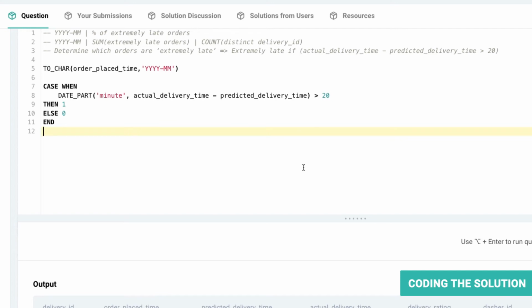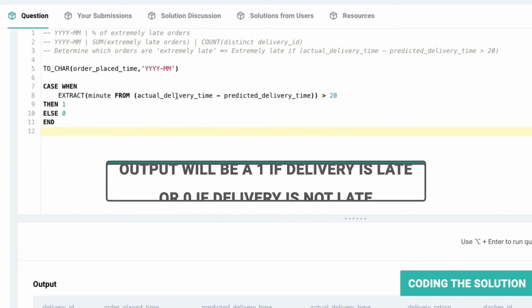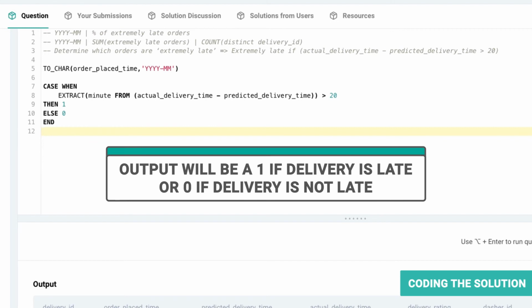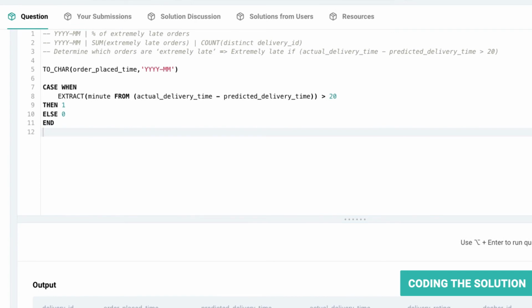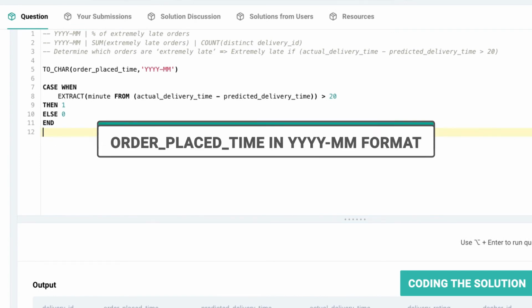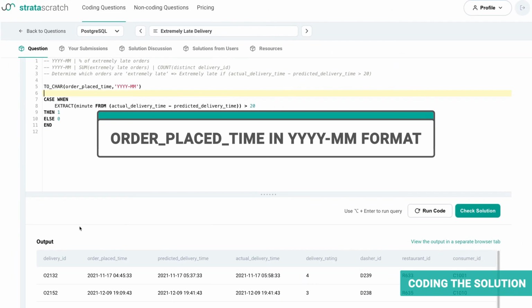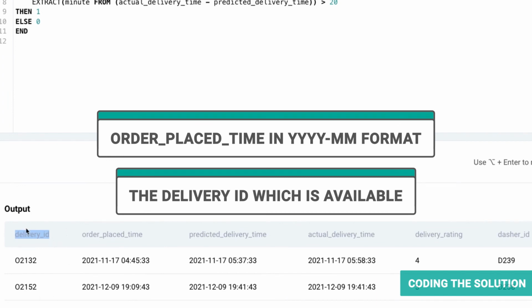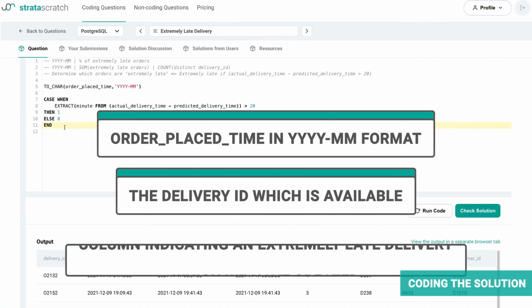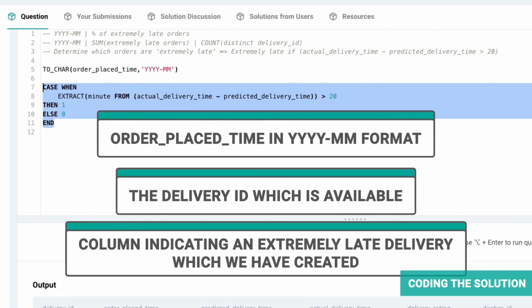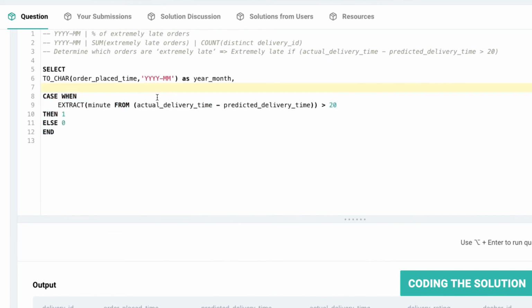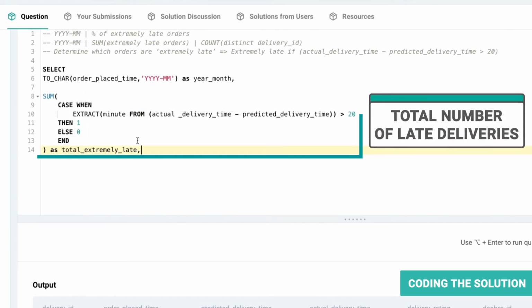So revising our earlier code, we now have this, which will give us a 1 if the delivery is extremely late and 0 otherwise. Now, the only columns we need for the next steps are the following. 1. Order place time in the year and month format, which we have already derived. 2. The delivery ID, which is readily available and provided to us. And 3. A column indicating an extremely late delivery, which we have just created in our last step. So for each year month, we calculate the sum of all extremely late deliveries, as well as the total deliveries.